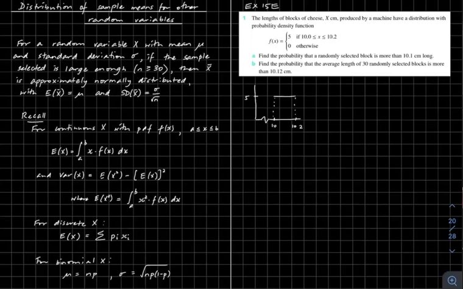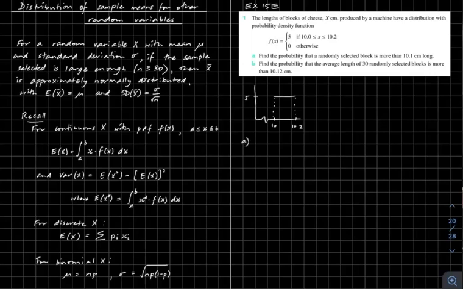We want to find the probability that a randomly selected block is more than 10.1 centimeters long, and then find the probability that the average length of 30 randomly selected blocks is more than 10.12. There's that magic sample size of 30. Once the sample size is 30, we can assume that the sample mean is normally distributed.